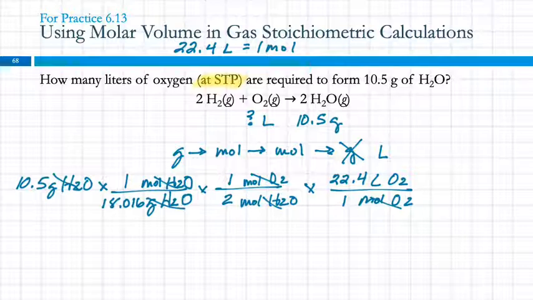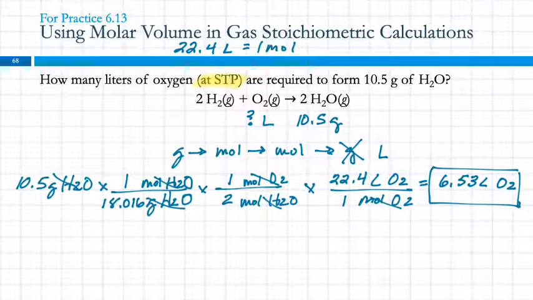10.5 divided by 18.016 divided by 2 times 22.4. 6.53. Any questions? I would only use 22.4 when they're talking about gases. Yes. You can only use 22.4 liters per mole for gases at STP. It has to be a gas and it has to be at STP.